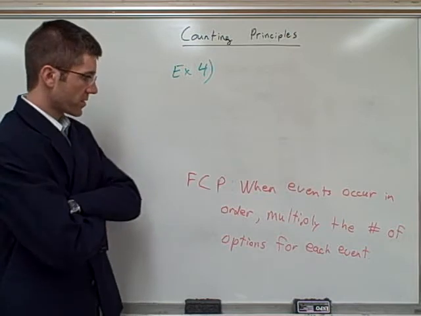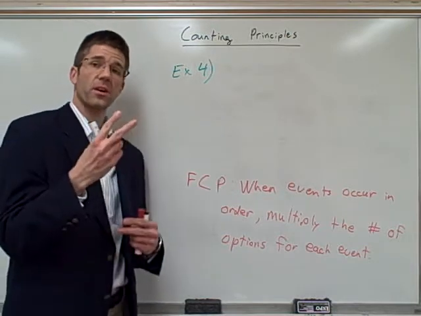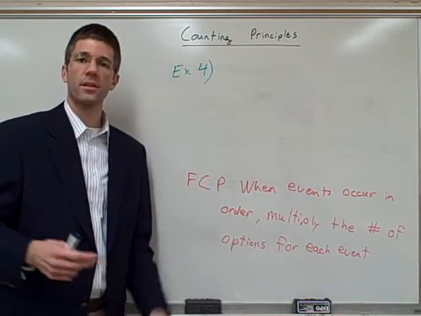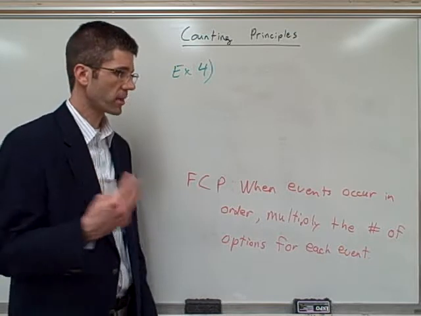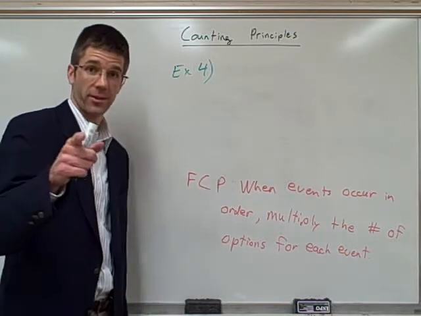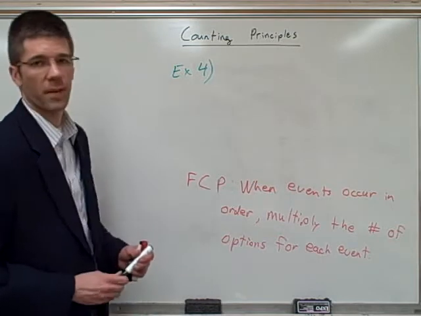Fundamental counting principles: when events occur in order, we need to multiply the number of options for each event. 2 different types of cars, 3 different colors, 2 times 3. 2 different ways of holding my ice cream, 3 flavors, 3 toppings, 2 times 3 times 3. Again, I'm not going to tell you what it is. You can figure it out. You're smart. Okay, let's get to example 4.